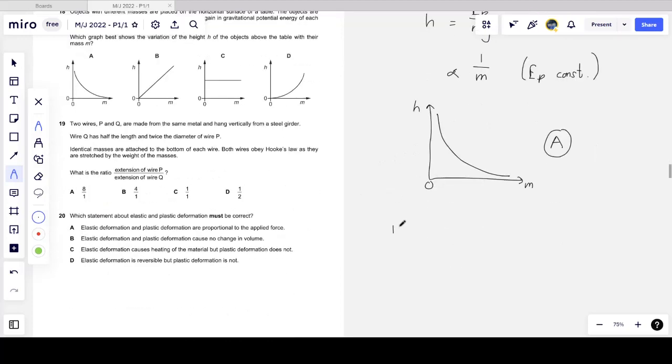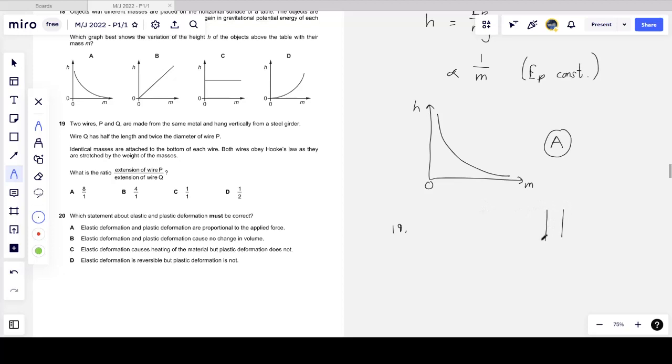So, question 19. 19 is a little bit complicated. We're told that two wires, P and Q, are made from the same metal and hang vertically from a steel girder. Wire Q has half the length and twice the diameter of wire P. Identical masses are then attached to the bottom of each wire, and both wires obey Hooke's law as they are stretched by the weight of the masses. We want to find the ratio of the extension of wire P over the extension of wire Q. Okay, so a little bit of a complicated problem.